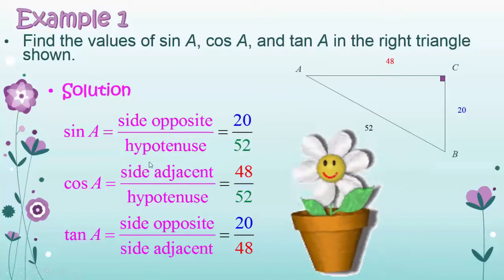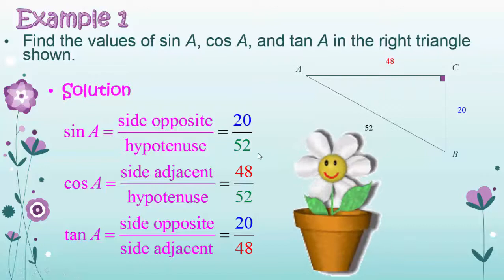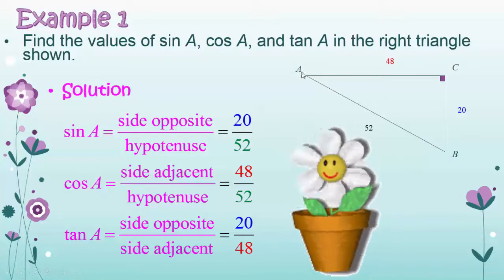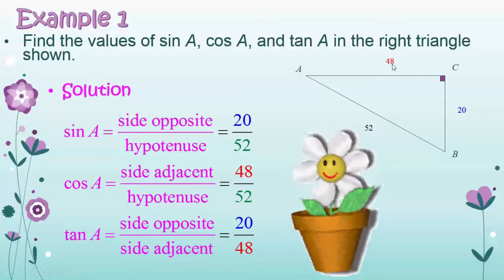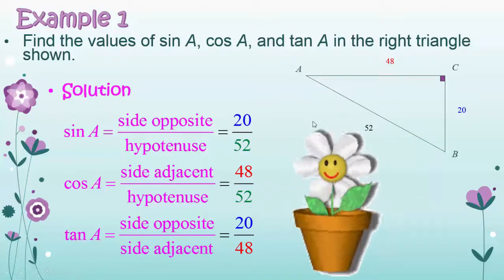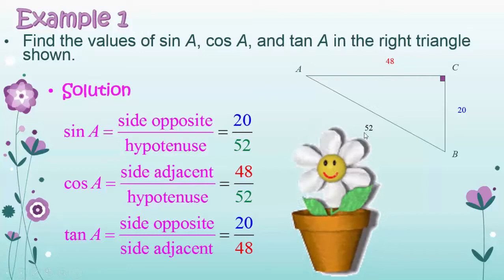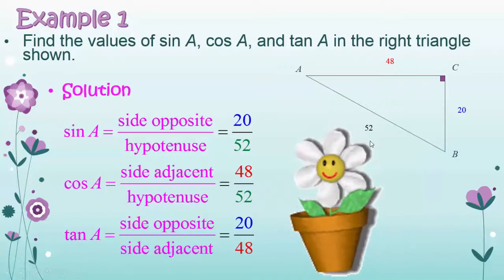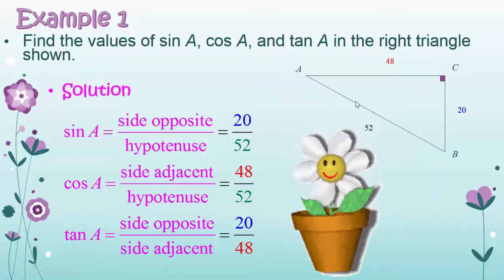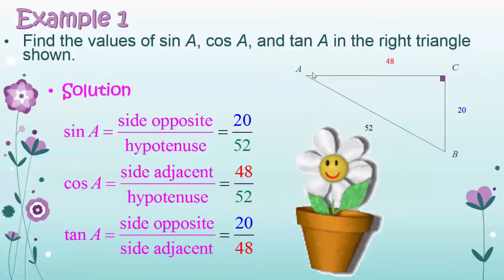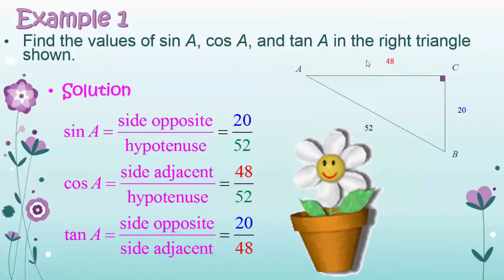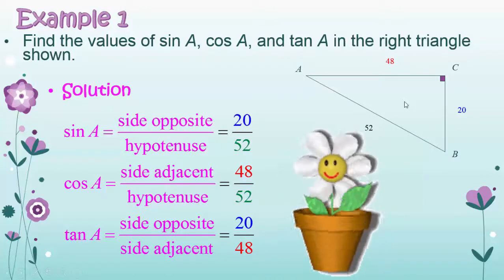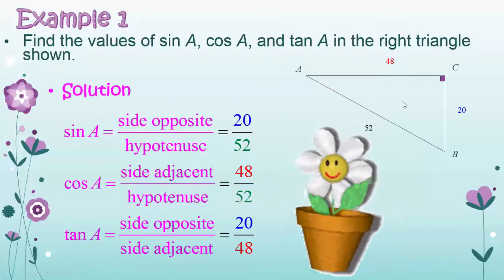Our definition for cosine is the adjacent side. So here, adjacent means it's right next door to the angle. So that's 48, and then over the hypotenuse. And then finally, our tangent of A, which is the opposite, 20, over the adjacent, which is 48.